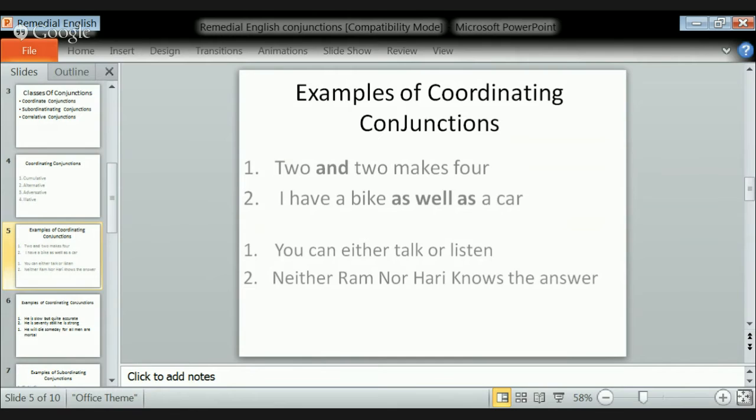He is slow but quite accurate. Even though he's slow, he's pretty accurate. So you understood that it's about the adversative or the opposing statement in the conjunction.